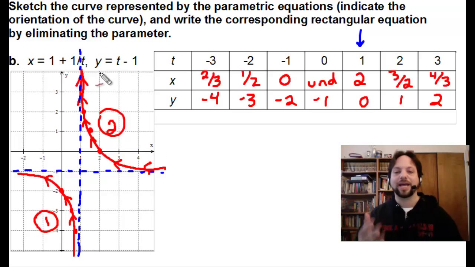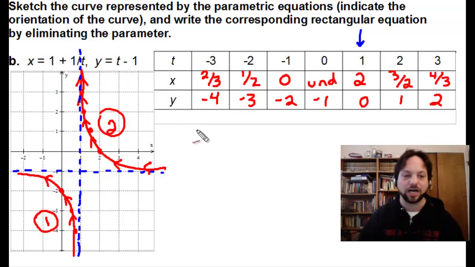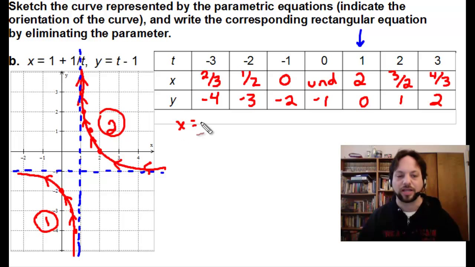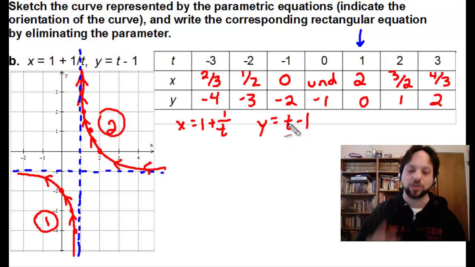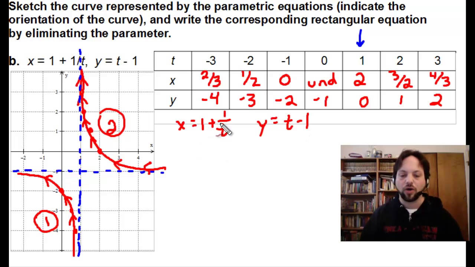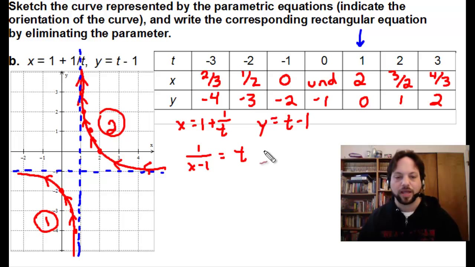So let's go ahead and find the rectangular equation and see if this leads to anything that looks familiar. I feel it will. Again, there is my x equation, and here is my y equation. So let's solve both of those equations for t. Over here, I'm going to skip a few steps, but if my math is correct, I should get that time equals 1 over x minus 1. And over here in my y equation, time is simply going to be y plus 1.